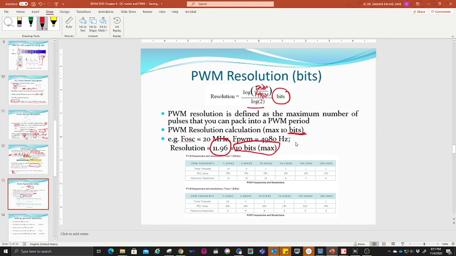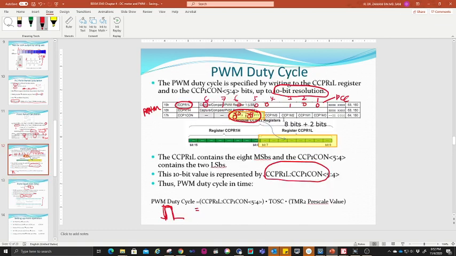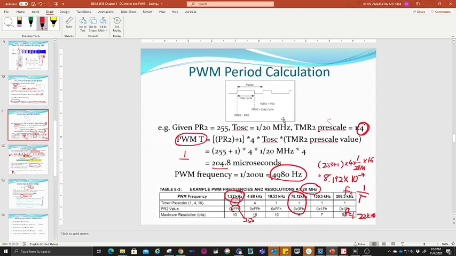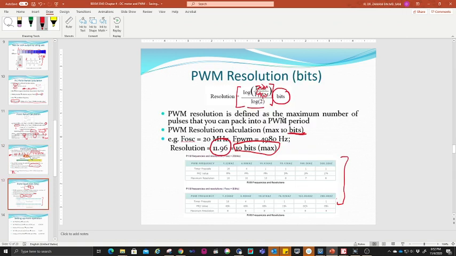So here you can try to play with the numbers also. Just now we had the example before, so try the formula here with this value. You have the PR2, you have the timer prescale, and this is the log of the FOSC over the PWM frequency, 4980 hertz. So check this one. Okay, so there are three things just now. The first one is the period, then the duty, and the last one is the PWM resolution.